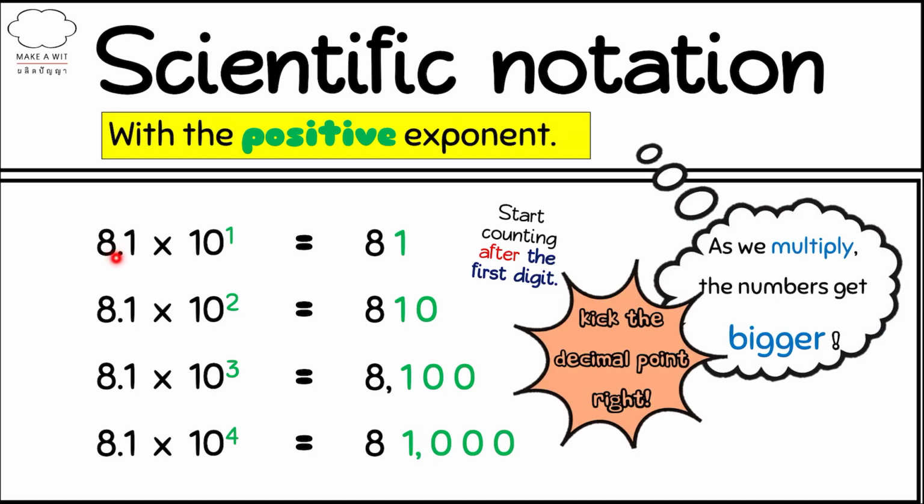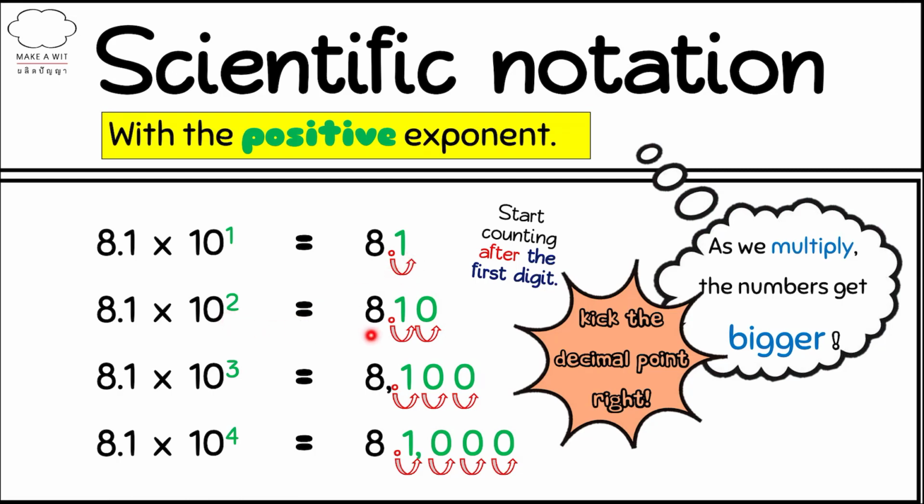So, kick the decimal point to the right. See, this is the decimal point. You kick it to the right here. You kick it. You kick it. And then, see, you kick it according to the power on the base 10. Here, you kick it 1, it will turn out to be 81.